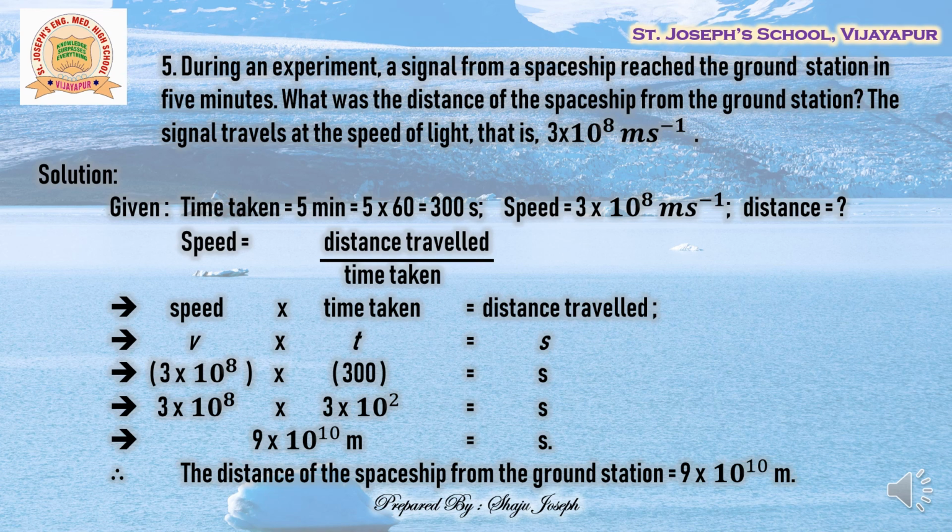Last, we can just write a conclusion. The distance of the spaceship from the ground station is equal to 9 into 10 to the power 10 meters.